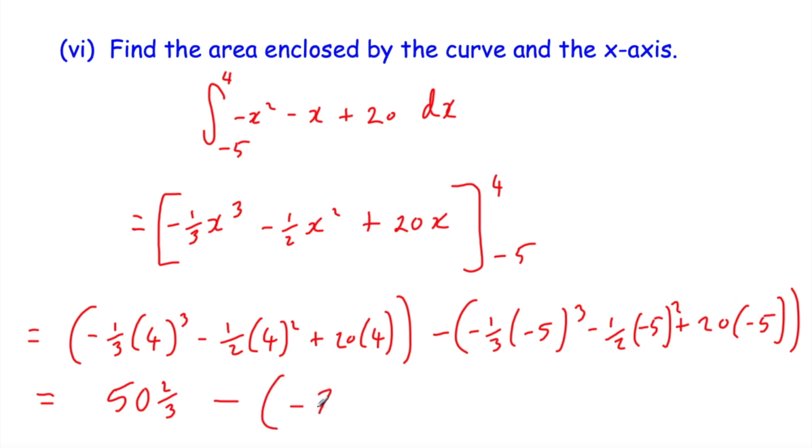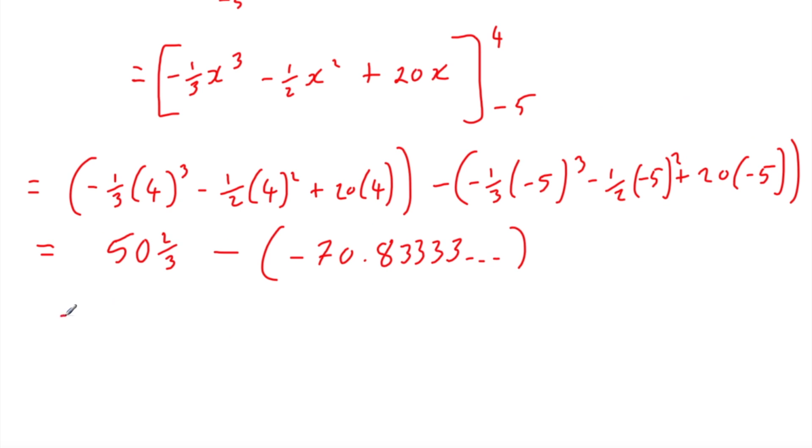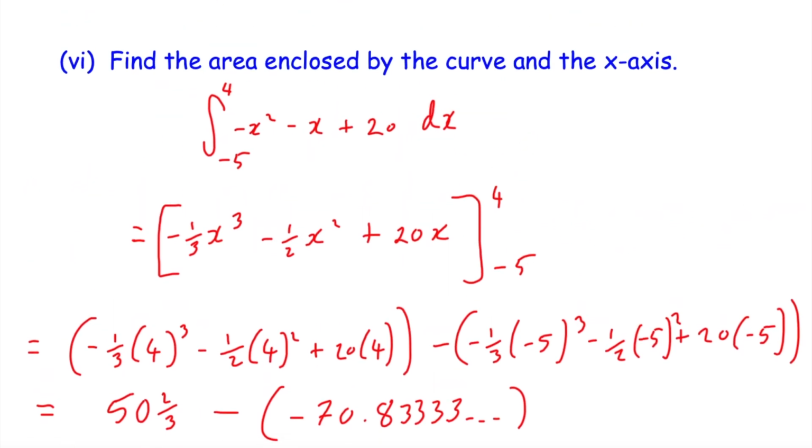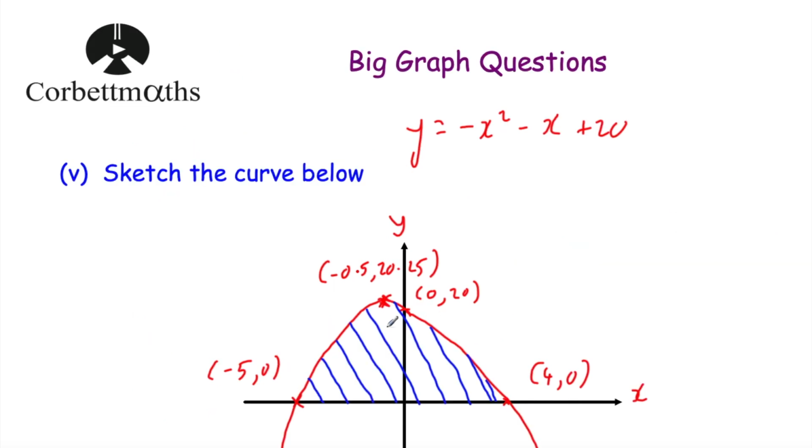Okay, subtract, and then if we work out this part, whenever we work out this part, we get that's equal to -70.83 recurring, so 8333, and so on. And then if we work out the subtraction, now just remember you can't type this all in one go, but just make sure you don't make any mistakes, maybe check it a couple of times. We get that's equal to 121.5. And that's it, that's the area under the curve. So that means that the area enclosed by the curve and the x-axis, this area here, is equal to 121.5.